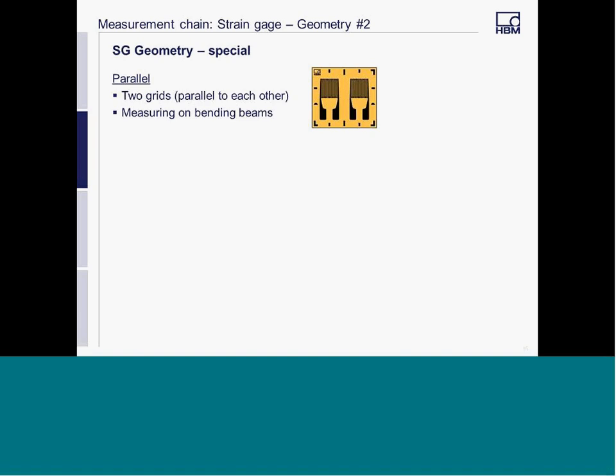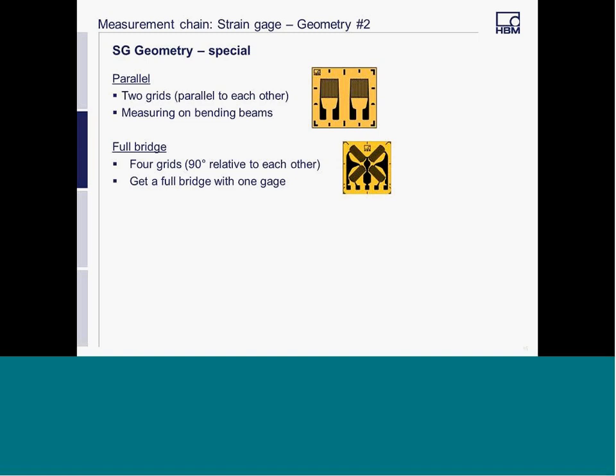A parallel one. Again, two grids, but not 90 degrees like a T-rosette, but parallel to each other. You take that typically on a bending beam. Or if you want to build up a full bridge, you can take directly a gauge with 4 grids, and then it's quite easy to build up a full bridge.